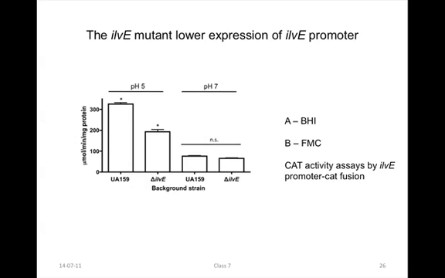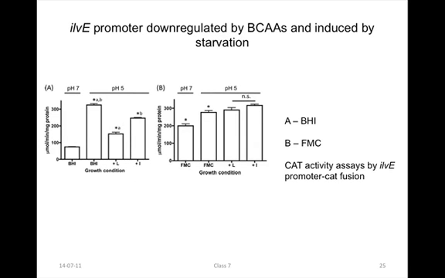Next, ILVE mutant. They're also using different pHs. At pH 7, expression is lower than it is at pH 5, and you can tell more about what's going on by using pH 5. For example, in the beef heart infusion, at pH 5, if you just add leucine, you get repression. If you add isoleucine, less repression, or actually less induction. But if you're adding starving conditions at pH 5, look at it, it's gone way up.